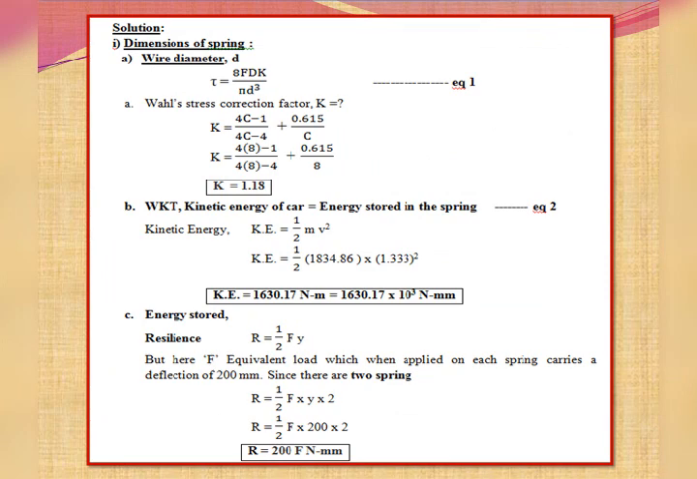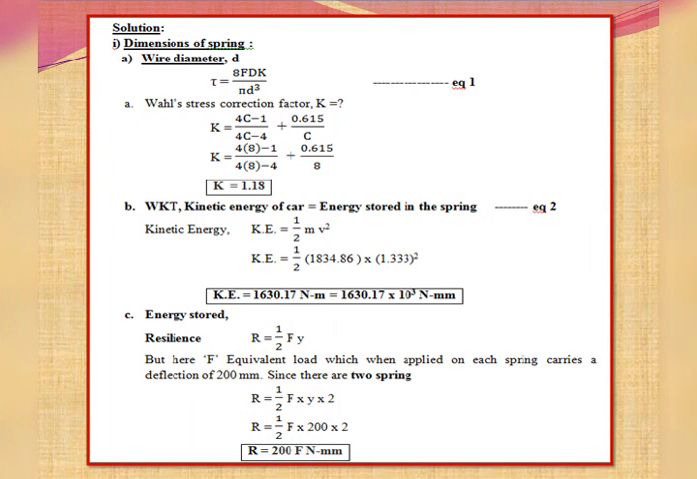By simplifying, we are getting the kinetic energy 1630.17 Newton meter. Here we are supposed to be careful. Here the unit of mass is kg, velocity square is meter square per second square. So kg meter per second square is nothing but Newton, and one more meter is left out. Newton meter is nothing but joule. So you are supposed to convert Newton meter into Newton millimeter just by multiplying 10 raised to 3. So kinetic energy is equal to 1630.17 into 10 raised to 3 Newton millimeter.